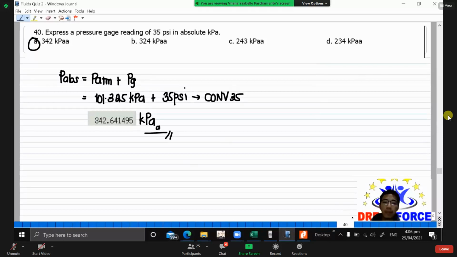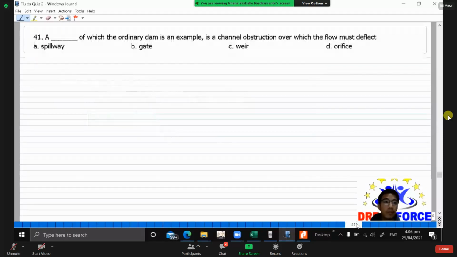Okay, next, number 41. A blank of which the ordinary dam is an example is a channel obstruction over which the flow must deflect. Okay, itong answer natin sa number 41 is also a dam. Pero may pinagkaiba yung dam at saka yung answer sa 41. Okay, so ano bang answer sa 41 muna? That is weir. So letter C.